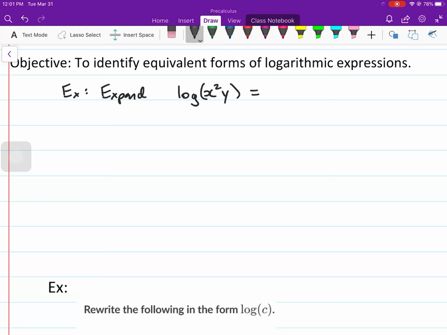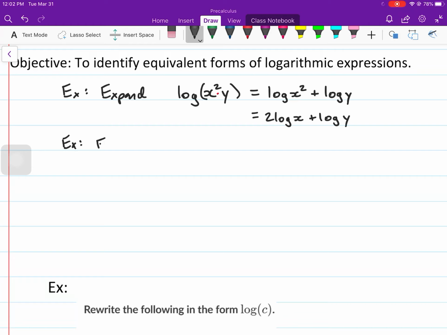It's kind of simple. So what we're going to start with is a multiplication. We can separate that as multiplication, and we'll have log of x squared plus log of y. So I'm using that product rule since there's multiplication on the inside. Now notice this one has a power. Now I'll go ahead and use the power rule. And that would be fully expanded. That would be it.